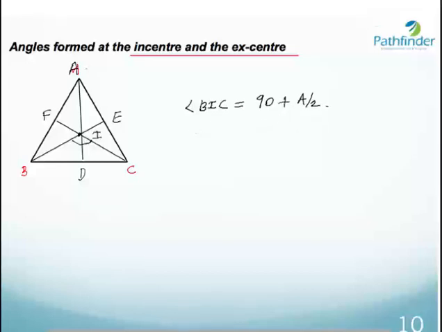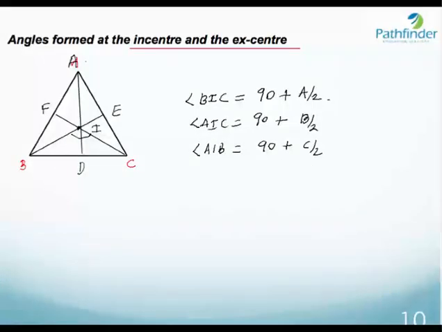Similarly, angle AIC is equal to 90 plus B by 2, and angle AIB is equal to 90 plus C by 2. So then let us turn our attention to angles formed at the excentre.